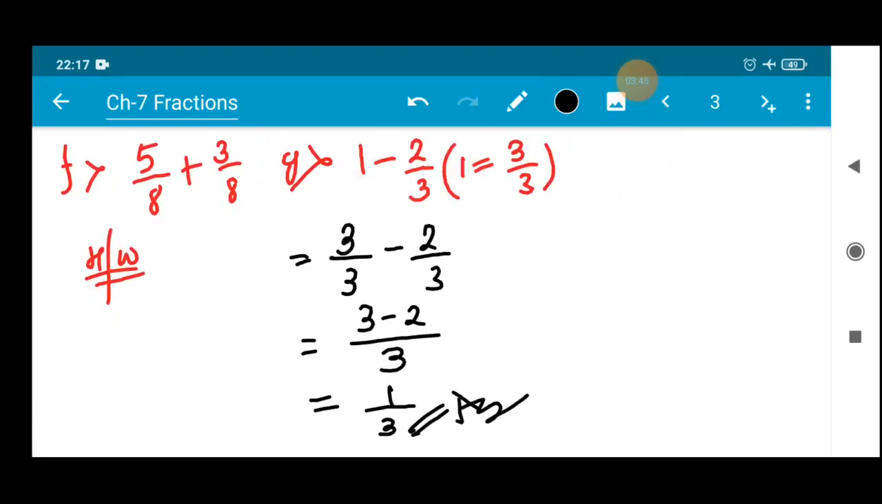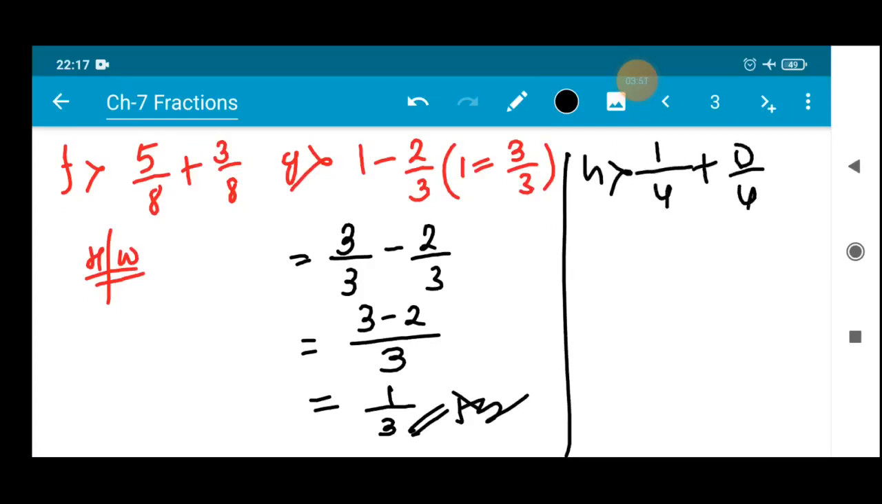Very easy. So number H, 1 by 4 plus 0 by 4. I request you all to do this as a home assignment. Very easy one. Kindly comment down.